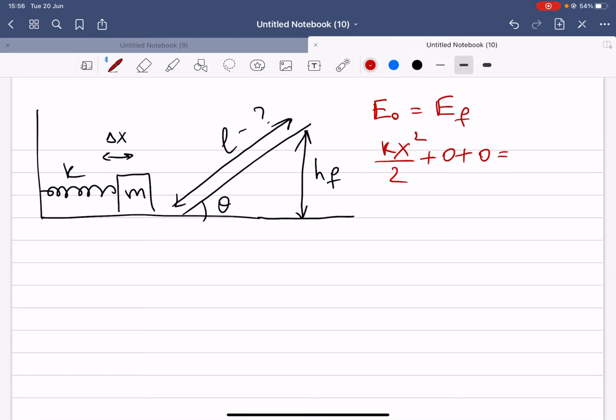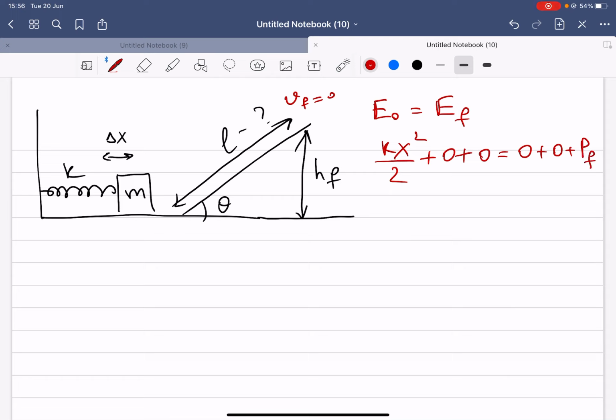Now, what about the final energies? The final energies: spring potential energy becomes 0 because it will be fully released, plus what about the kinetic energy? When it reaches maximum height, the final velocity becomes 0 because it will stop and it will start sliding back. So therefore, kinetic energy final is also 0, and we only end up with potential energy final.